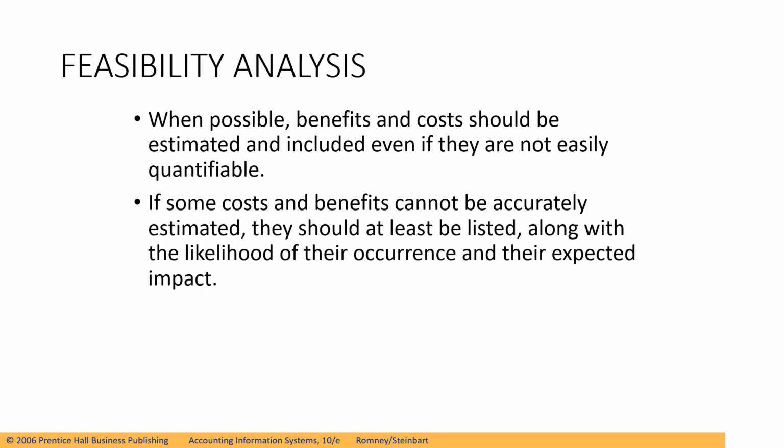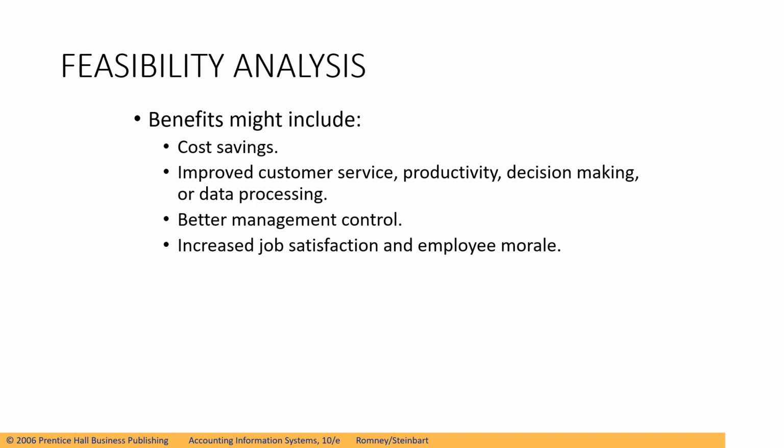So when possible, benefits and costs should be estimated and included even if they are not easily quantifiable. Meaning to say you will consider estimates. If some costs and benefits cannot be accurately estimated, they should at least be listed along with the likelihood of their occurrence and their expected impact. So benefits might include cost savings, improved customer service, productivity, decision making, or data processing, better management control, increased job satisfaction, and employee morale.